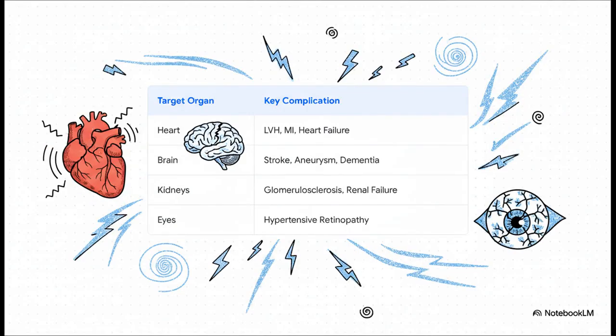And the long-term result of that constant, unrelenting pressure is just devastating. The heart muscle has to work so hard it thickens up. The vessels in the brain get weak, the tiny, delicate filters in the kidneys get wrecked, and even the blood vessels in your eyes get damaged. This is a perfect example of why we call it a systemic disease. It hits the whole body.